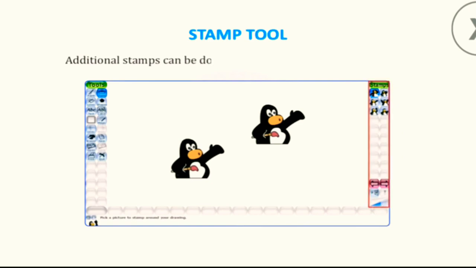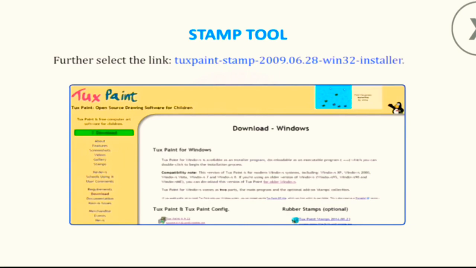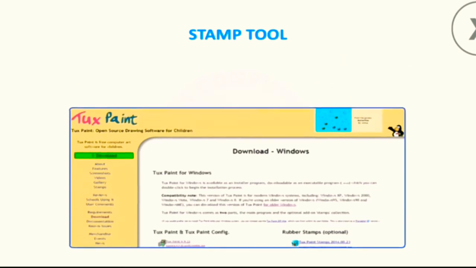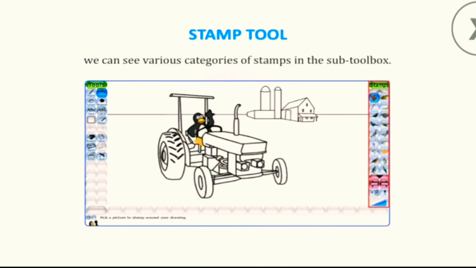Additional stamps can be downloaded from the following website: www.tuxpaint.org/download/windows. Further, select the link TuxPaint stamp 2009.06.28 win32 installer.exe. On installing the stamps file, we can see various categories of stamps in the sub-toolbox.